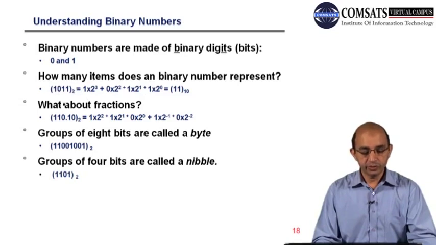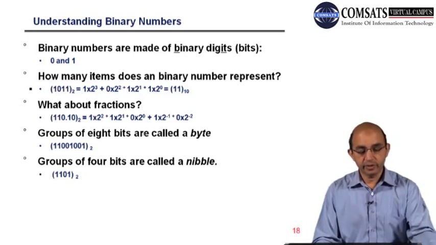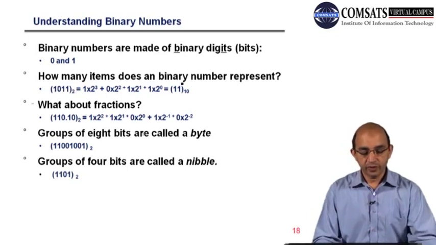Binary means 2, right? As we have decimal base 10 and octal base 8, we raise the power of the base. So here the base is 2: 2 raised to power 0, 2 raised to power 1, 2 raised to power 2, and 2 raised to power 3, right? So you can see that it represents 11, right?